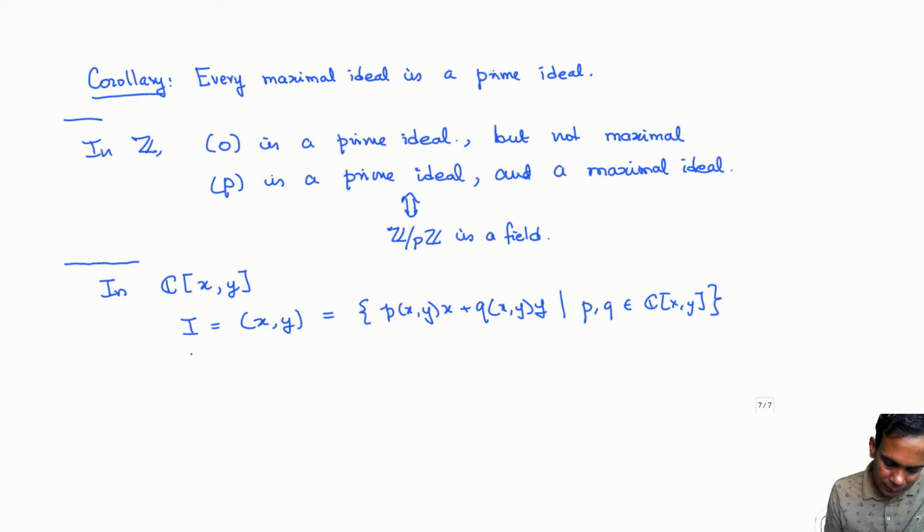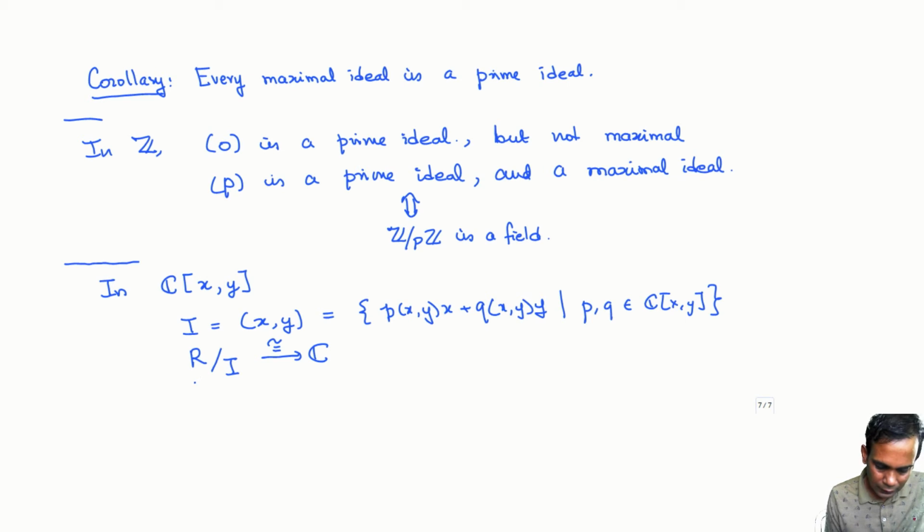This is a maximal ideal. What you can show is that this actually consists of polynomials in two variables with a trivial constant term. Every term in this polynomial has to be divisible either by x or by y. So there's no constant term, and that's the only condition. And what you can show is that R mod I is isomorphic to the complex numbers.